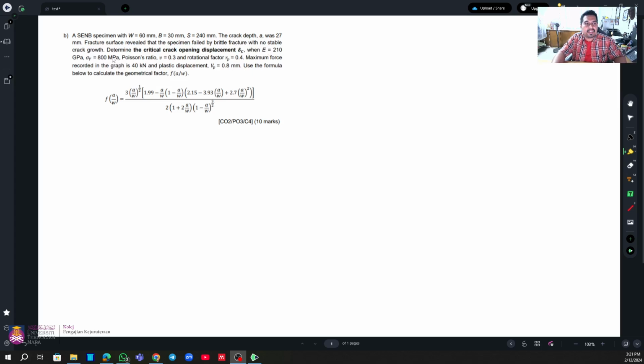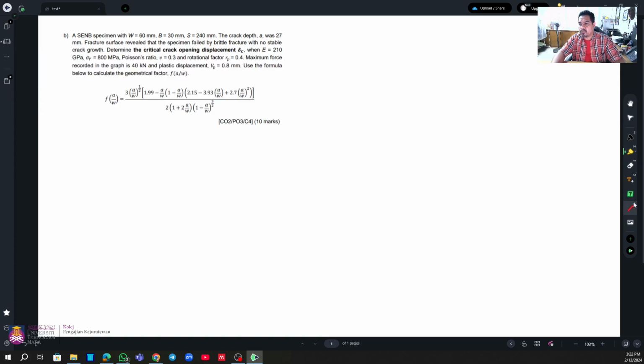What else is given to you? The sigma y, Poisson ratio, rp also is given. Maximum force recorded is 40 kilonewton, as well as Vp also given here. I think it's quite straightforward. Okay, so use the formula. The question is to determine the crack opening. So obviously it's really easy, because the formula is quite easy.